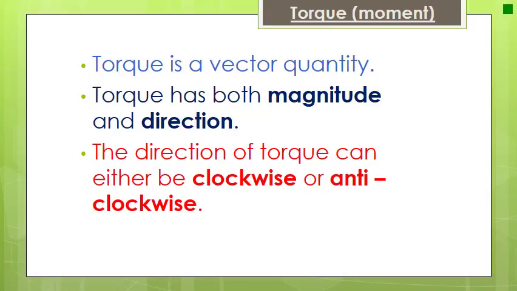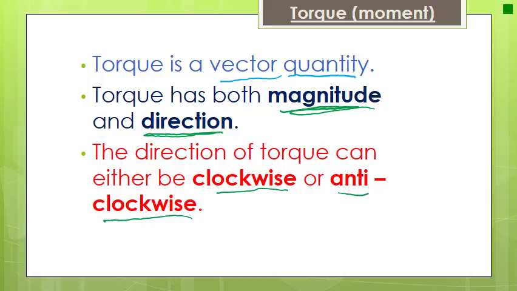Now, in this slide, we will understand a little bit more about the nature of torque or moment. Torque or moment is a vector quantity, not a scalar quantity. And because it's a vector quantity, it will have both magnitude and direction. However, the unique thing about torques or moments is that because you rotate an object, the only possible direction you can rotate is either clockwise or anti-clockwise, or sometimes people call it counterclockwise. So the direction of a moment or a torque is either clockwise or anti-clockwise.